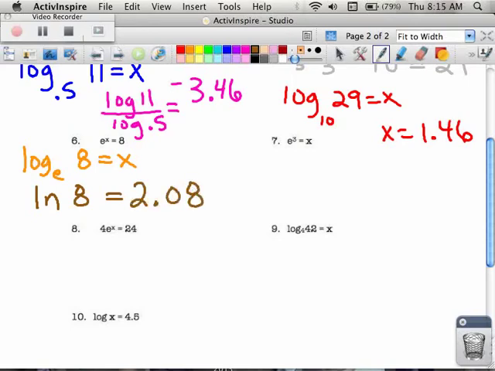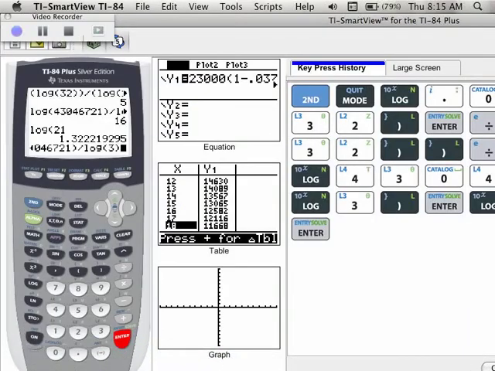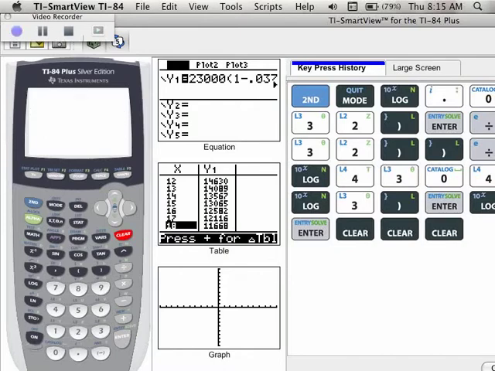When you see log base e, you're just going to use the ln button on your calculator. That's kind of the big idea. Hang on a second. So if I go to my calculator, I want to just show you in case you didn't see it, that there's an ln button right here, and you just type in the 8 and hit enter. And that's how we're getting the 2.08.